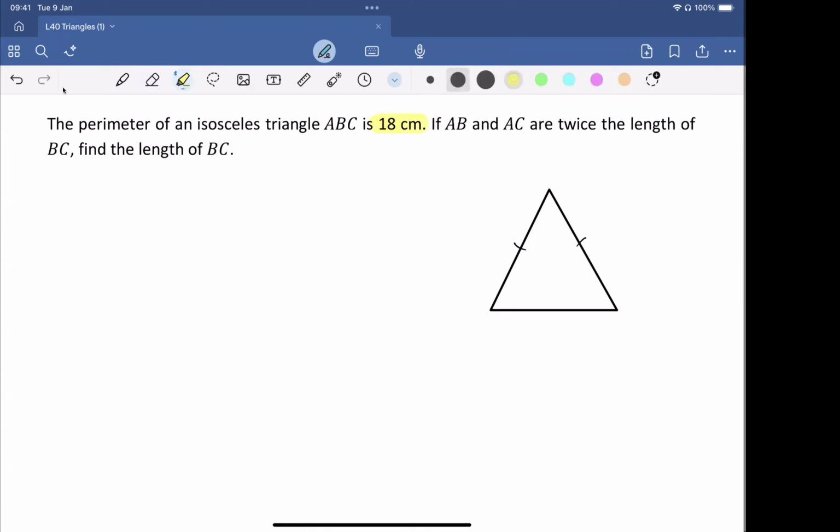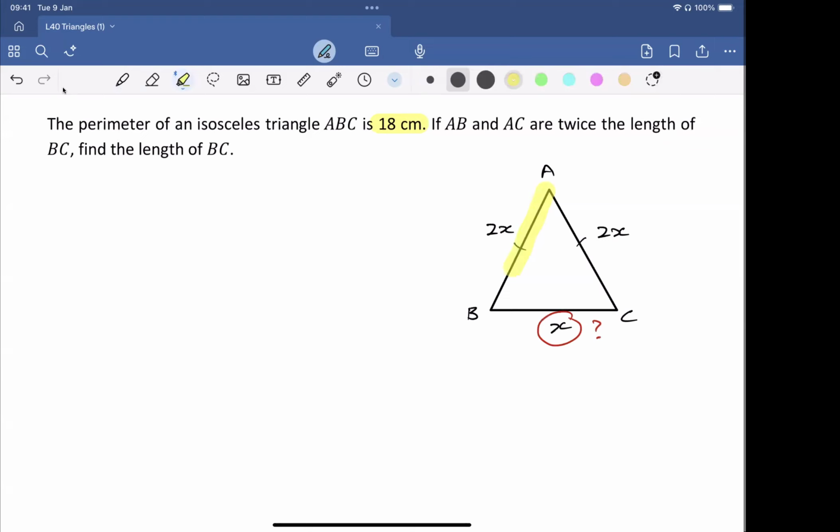So let's label it A, B, C. They say AB and AC are 2 times the length of BC. So let's say BC is x, right? We don't know what BC is, so let's call it x. Then they say that AB and AC are 2 times the length of BC, so let's call it 2x. So find the length of BC. So they're asking you to find the value of x.